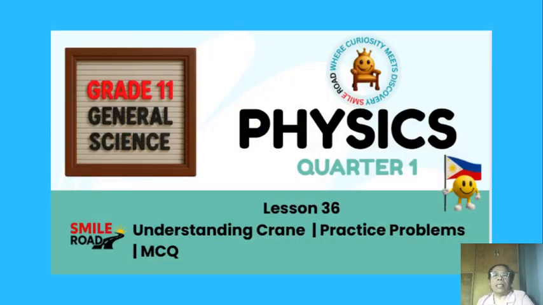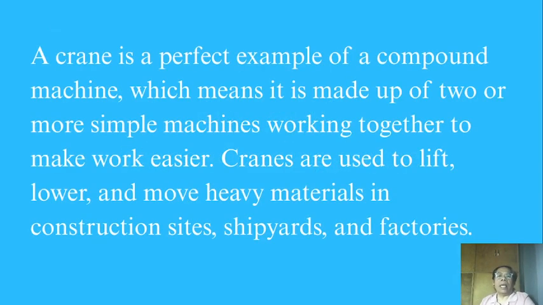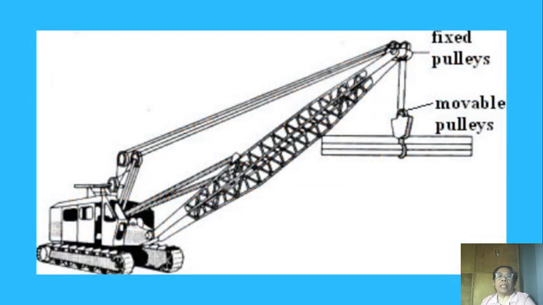For today's lesson 36, we will be dealing with the crane. A crane is a perfect example of a compound machine, which means it is made up of two or more simple machines working together to make work easier. Cranes are used to lift, lower, and move heavy materials in construction sites, shipyards, and factories. So this is an example of the one that we use in our construction site. You have there the fixed pulley and the movable pulley.